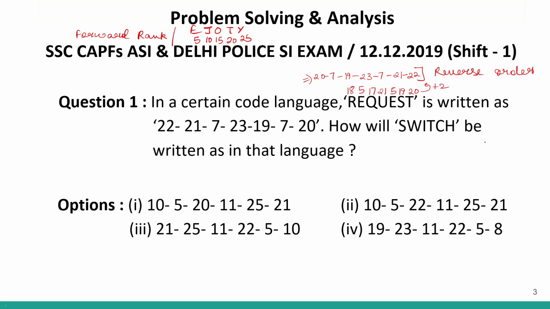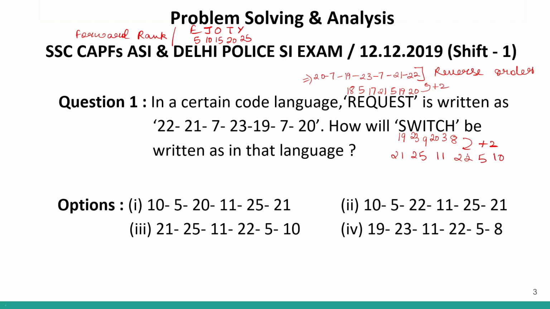So let us do the same thing for switch. Let us write the forward ranks. For S, the forward rank is 19. For W, it is 23. For I, it is 9. For T, it is 20. For C, it is 3. And for H, it is 8. By now you should remember the forward ranks. We have done this numerous times. Now let us add 2 to each forward rank. If I add 2, it will be 21, 25, 11, 22, 5 and 10.